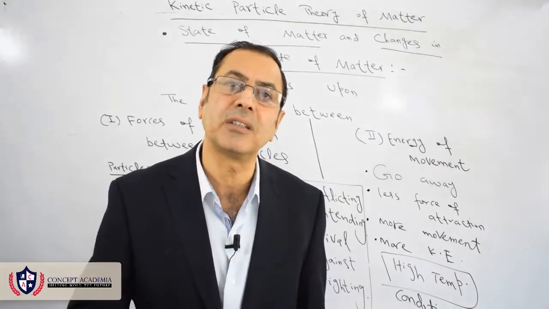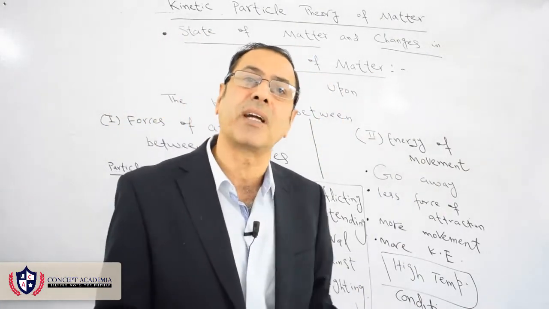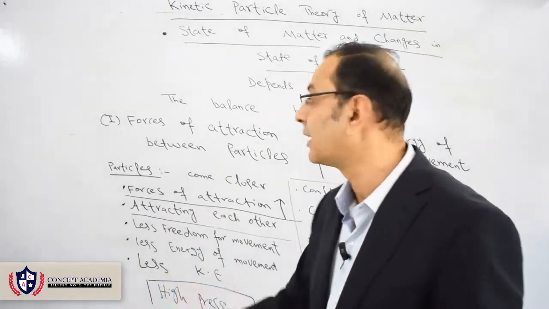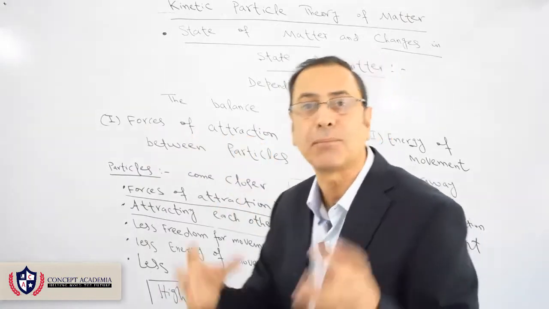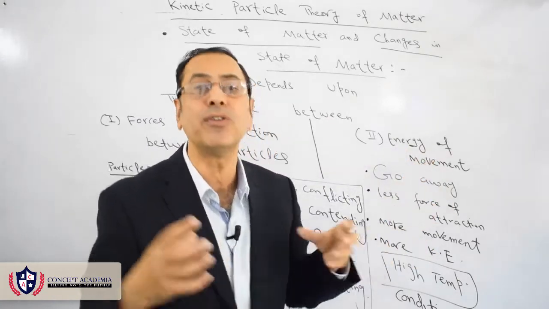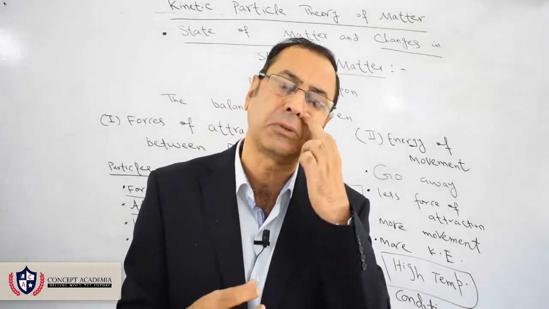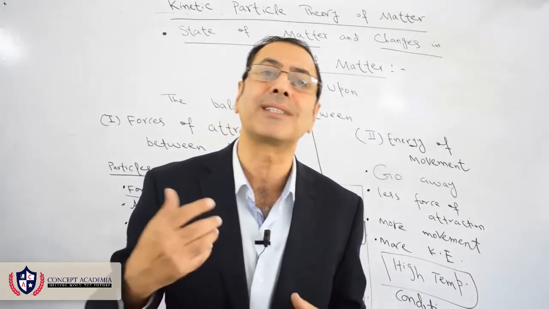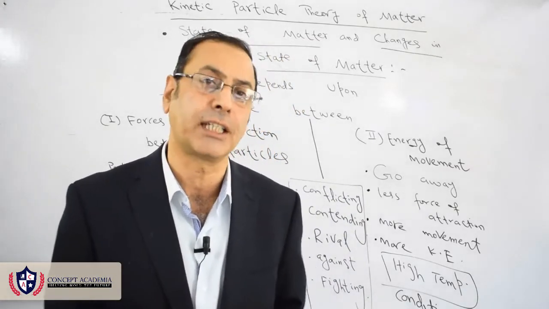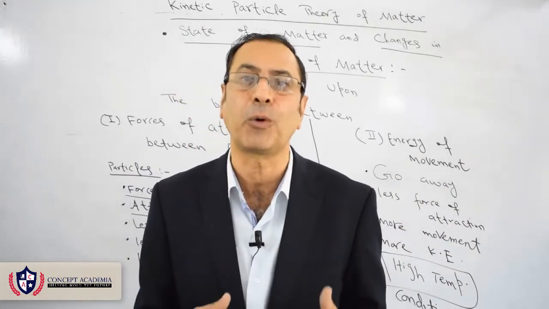I'd like to explain further that the state of matter and changes in state of matter depend upon the balance between two factors. The number one factor is the forces of attraction between the particles. And the second factor is the energy of movement of the particles. Now, this is very important to understand these two factors, to understand the effect of this and the explanation of the kinetic particle theory of matter on all the physical properties like melting point and boiling point.